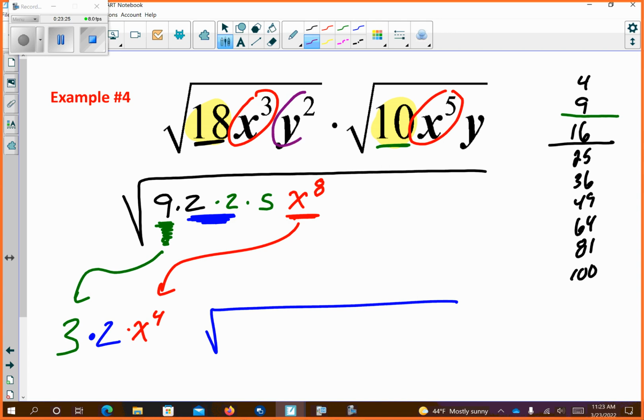Now, how many y's do I have underneath? 3. So should I keep them separate? If I keep them as y to the 3rd, I can't take the square root of y to the 3rd. I want an even number. So on the y's, I'm actually going to keep them just like this. Because what's the square root of this?